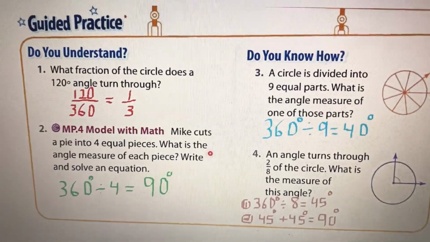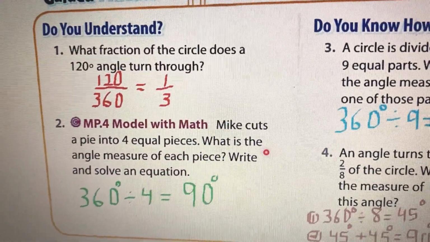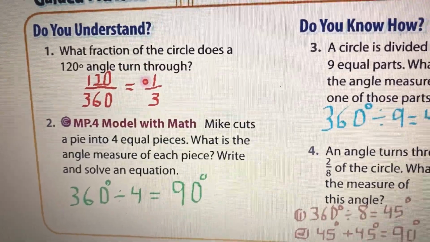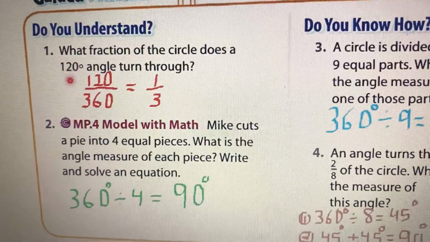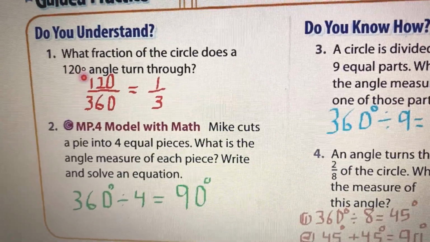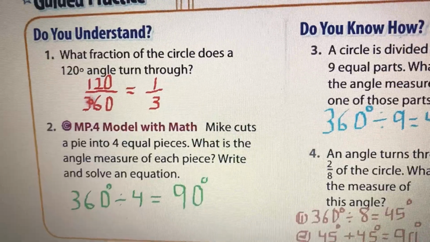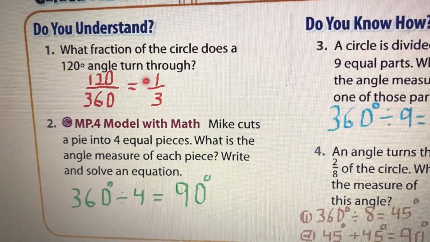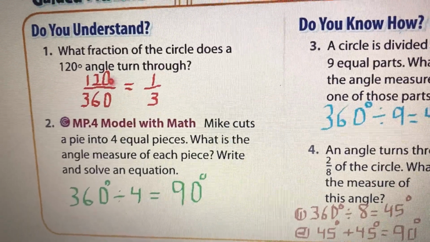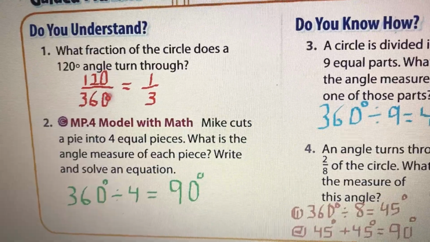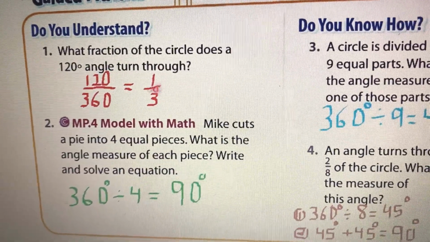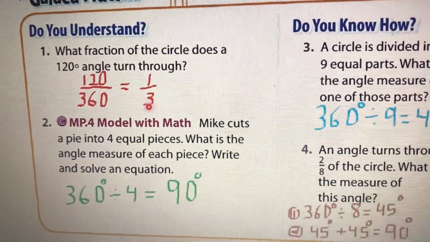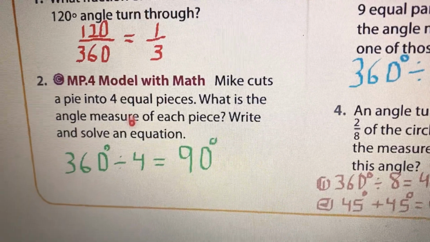Let's try to solve these questions. What fraction of the circle does a 120-degree angle turn through? I told you, if I already have the degree and I want to find the fraction, I will take the degree divided by the total number of degrees of a circle. And the answer will be 1/3, because take the zeros away, both of the zeros. 12 divided by 12 is 1. 36 divided by 12 is 3. So it equals 1/3.